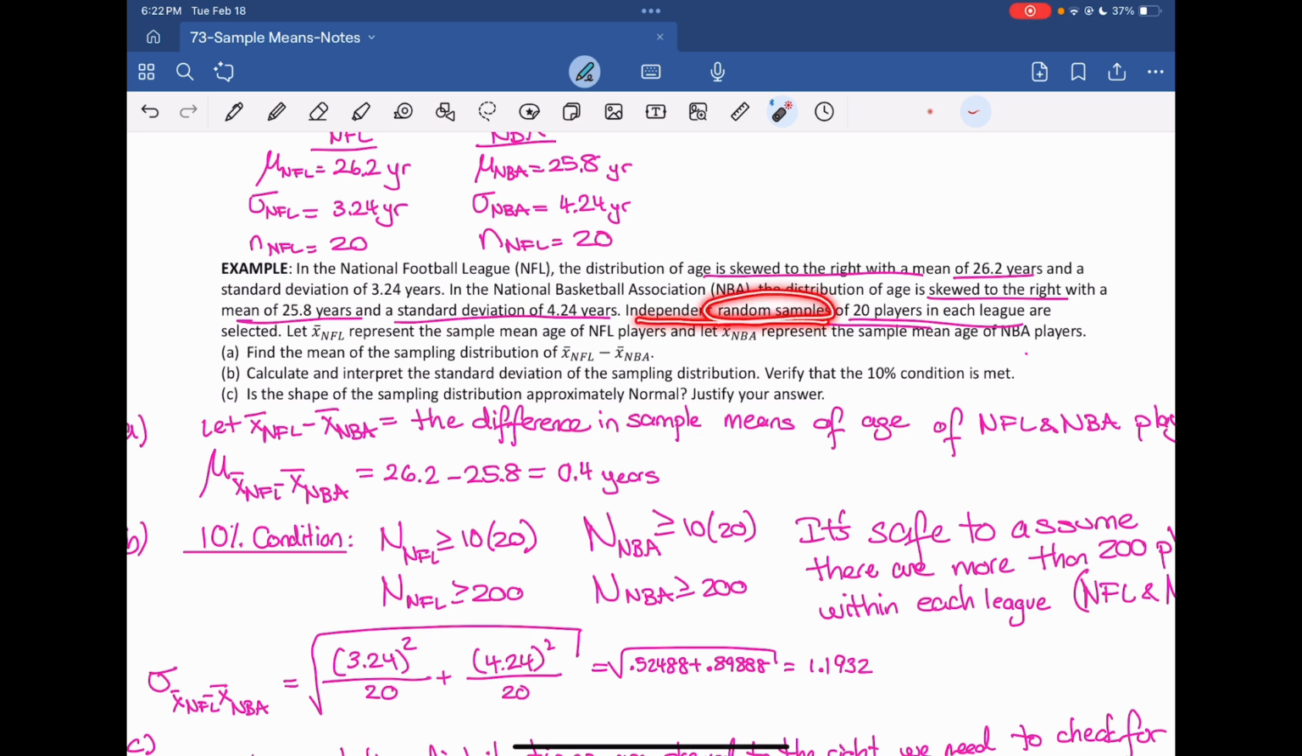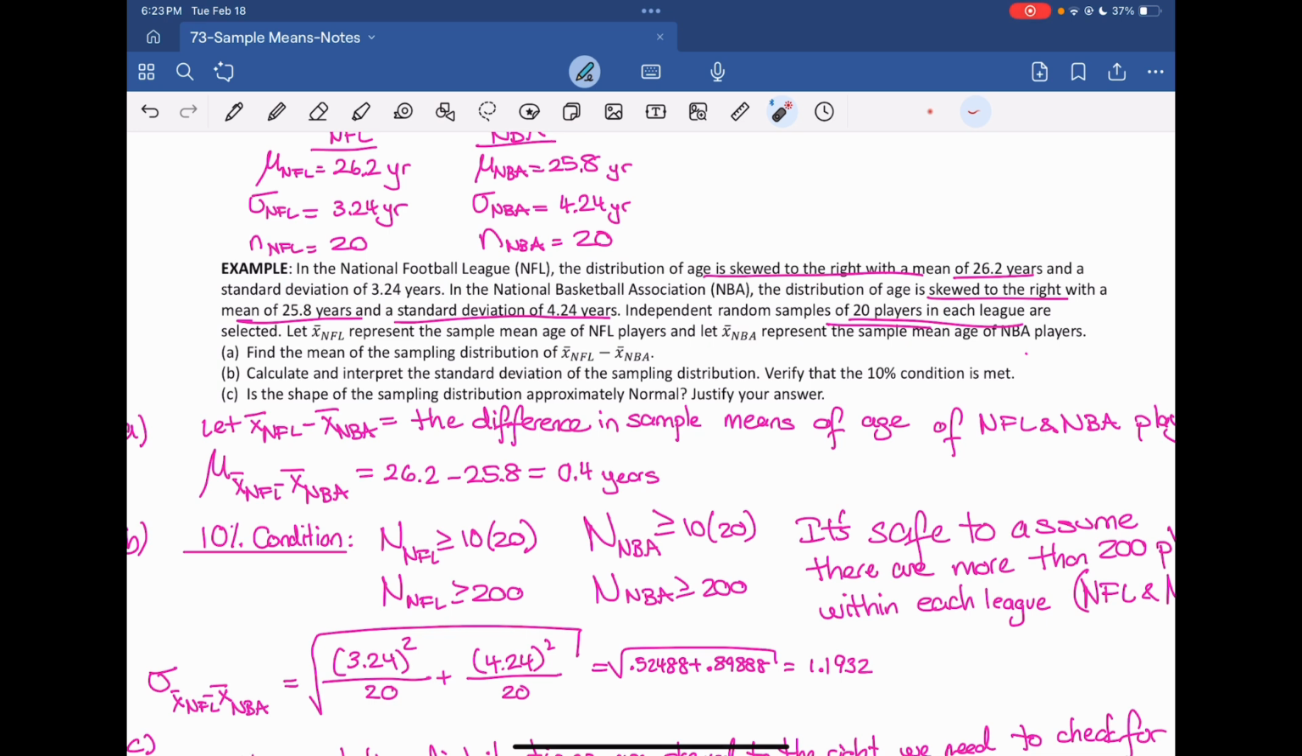Okay, so independent random samples. Thankfully, this one said random sample. 20 players in each team. So basically, NFL and NBA. Okay, so 20 for each. All right, and then the mean and the standard deviation are here, and the mean and the standard deviation for the NBA are there.